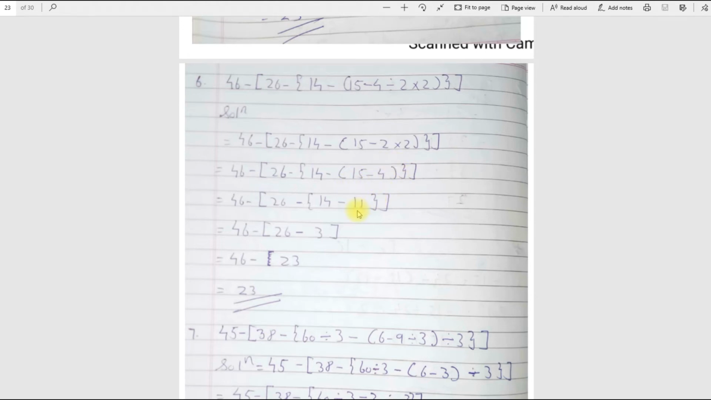Therefore, remove the round bracket and then minus 11 over here. Why minus 11? Because minus was over here. So I wrote minus 11. So 14 minus 11 is 3. Therefore, wrote 3. 26 minus 3 is 23. 46 minus 23 is again 23. This is the final answer.